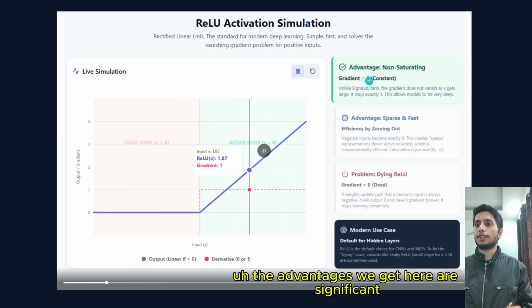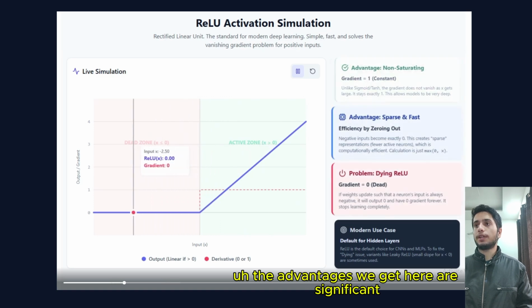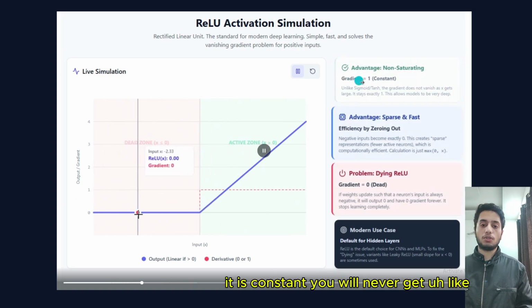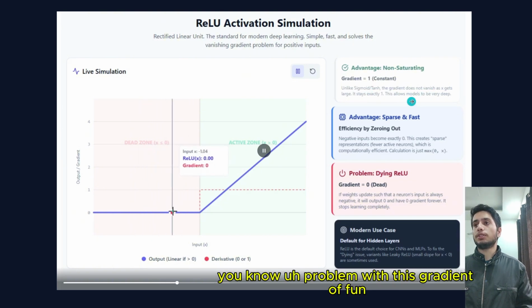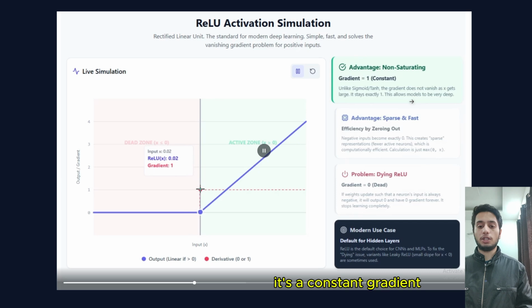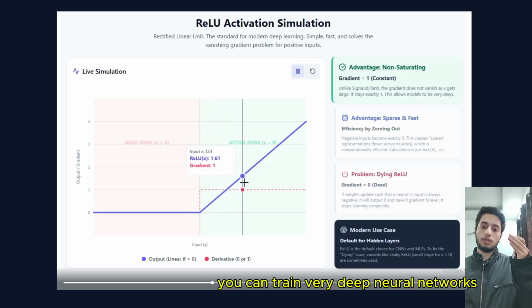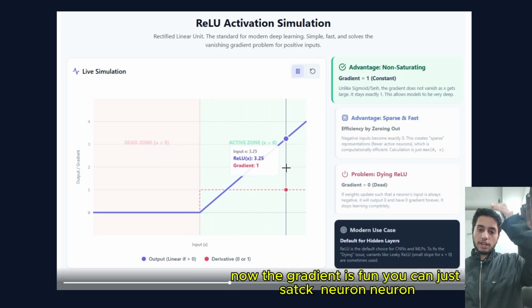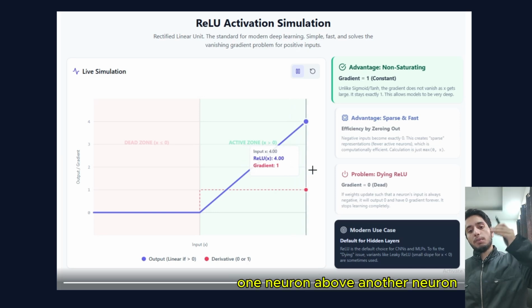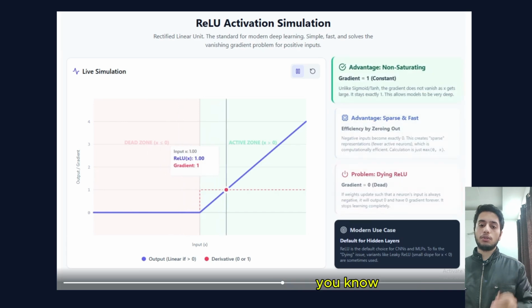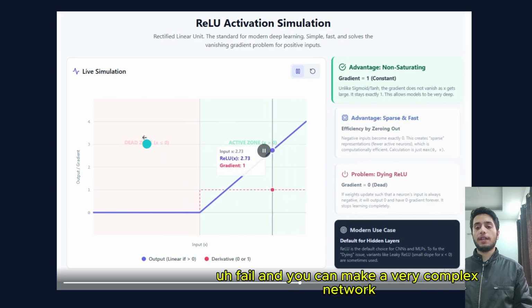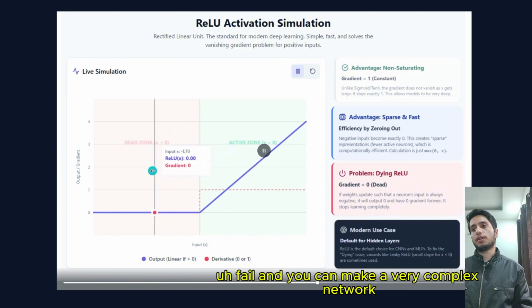The advantages we get here are significant. The gradient is 1; it is constant. You will never get a problem with this gradient of 1. It's a constant gradient, so you can train very deep neural networks. Now the gradient is 1, so you can just stack one neuron above another neuron. You can just go on, and it will never fail, and you can make a very complex network.